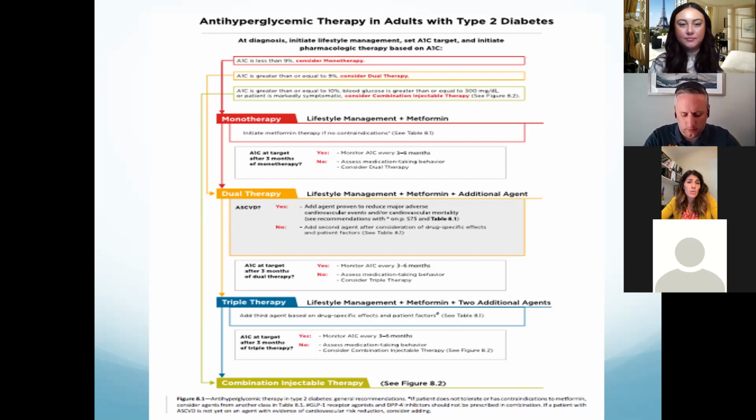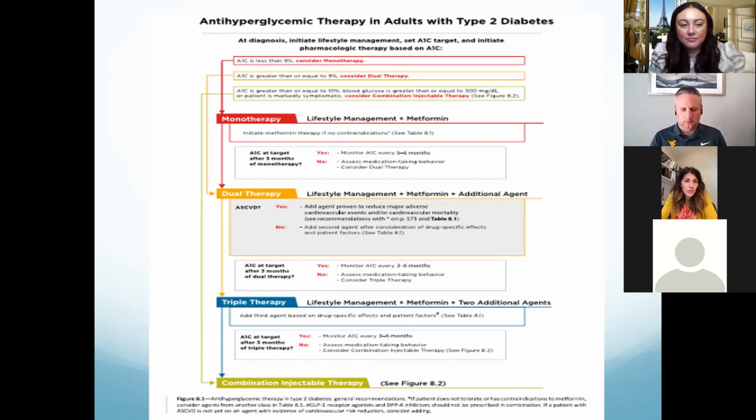And then dual therapy, if you need to add on agents, I want you to always consider the agents that do have cardiovascular benefit. So in pill form, that's going to be the sodium glucose-like transporter, the SGLT2 inhibitors. I'll go through each drug in separate detail in the following slides, but just as a brief introduction, those drugs are called Jardiance, Farxiga, Invokana, or the generic names are canagliflozin, empagliflozin, dapagliflozin. Those drugs have been proven to have cardiovascular and renal benefits.